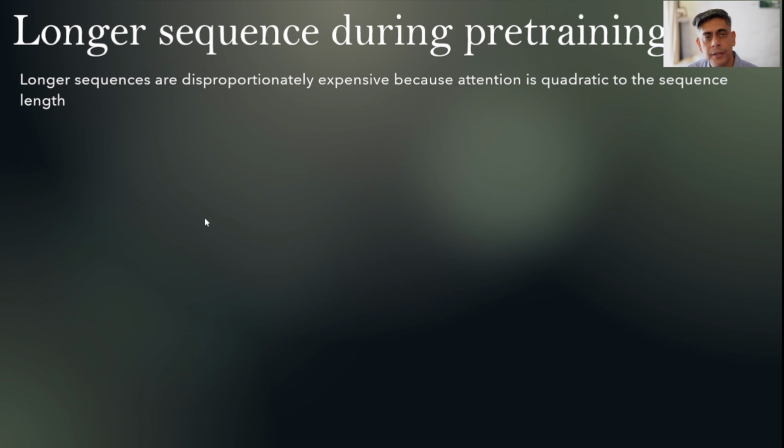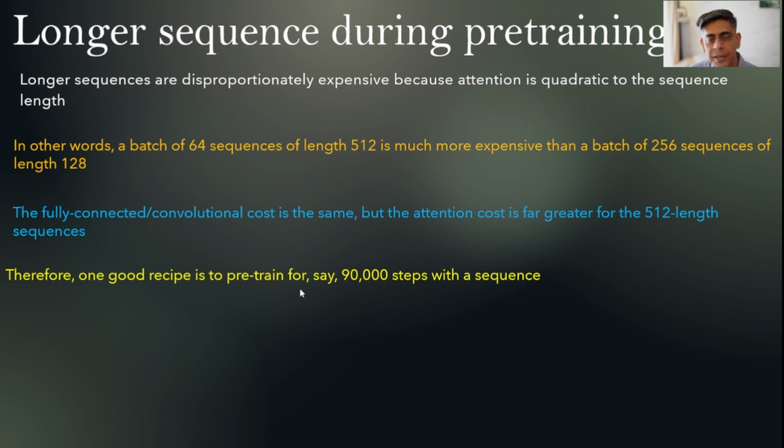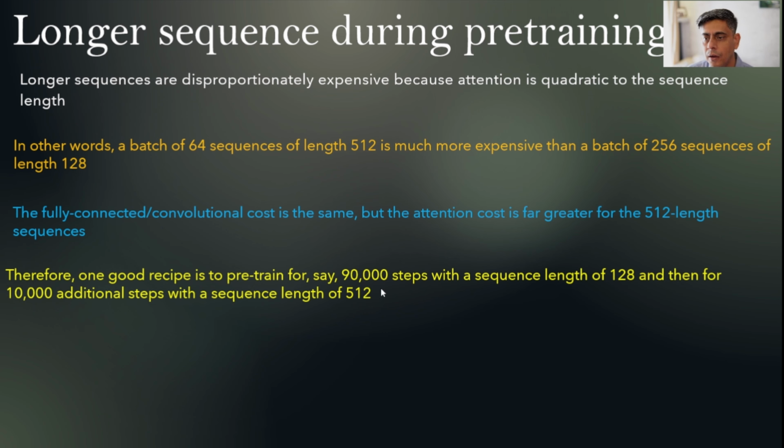When you have longer sequences, we have a problem in terms of pre-training. For example, if there are two batches, one is 64 batch, another is 256 batch. Although this batch size is less, because the sequence length is very high, 512, it is very expensive to train. It is very difficult to train at that time. So they have given a trick. The trick is that suppose you have 100,000 steps. Then what you do, initially you train 90,000 steps using 128 sequence length, and the remaining steps you train using 512. That's the trick they're showing here.